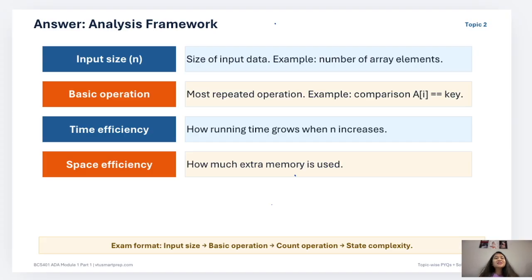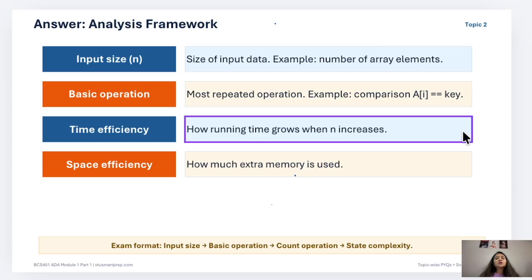First important point is the input size, which is represented by n. Input size means the size of the given data. For example, if we have an array of 100 elements, then n equals 100. The second point is the basic operation. A basic operation is an operation that is going to execute most frequently. For example, in searching for any element, comparison is the basic operation.